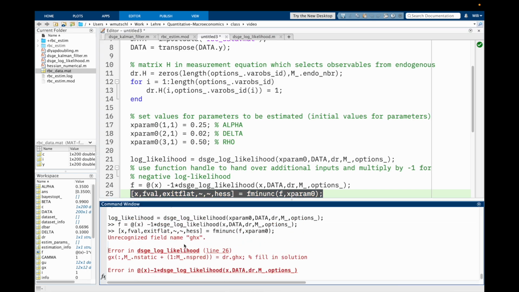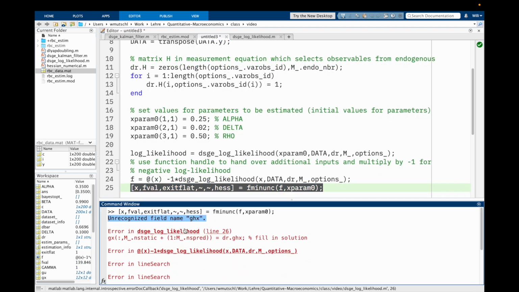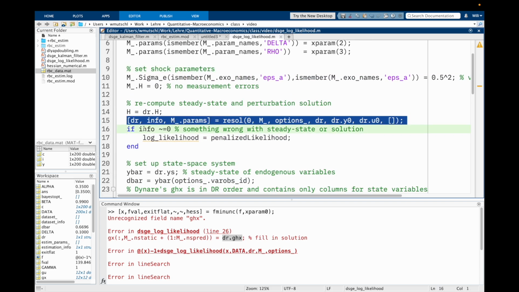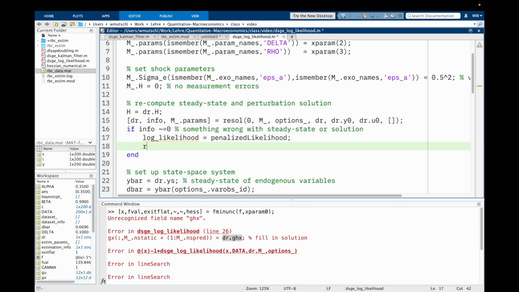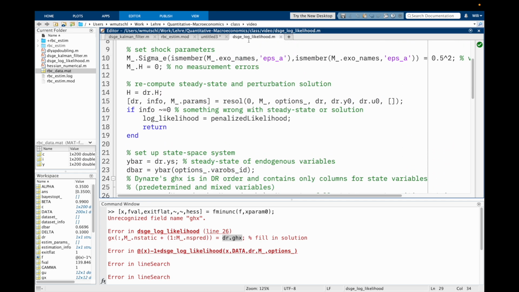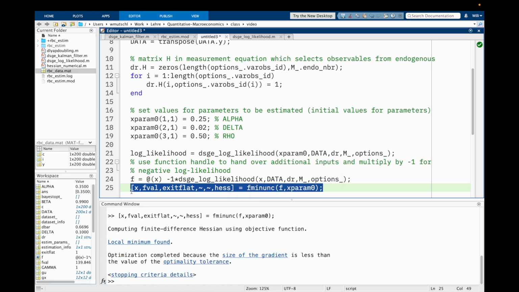So something is wrong right there. It tells me unrecognized field name GHX. So this basically hints towards Dynare did not compute the solution, but I thought I caught this. So right here, if something was wrong, I'm gonna penalize that. Oh, of course, I'm gonna stop the computations. I'm gonna end the function. So I need to add a return. Otherwise, it's going to try to compute these things. And of course, GHX, GHU is not there. Great. Let me run this and let's see.